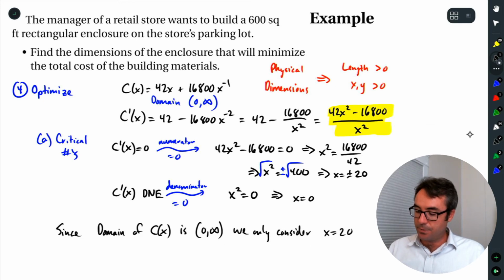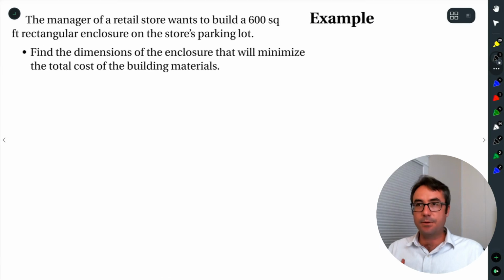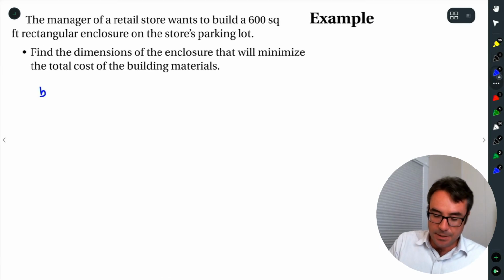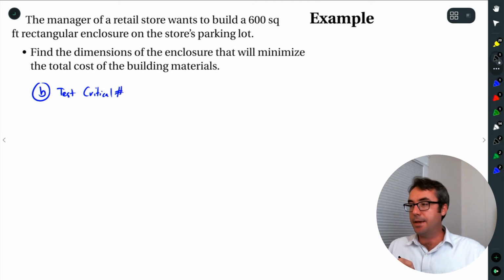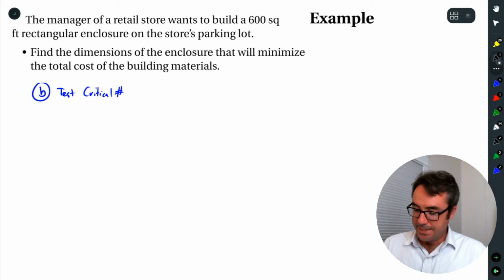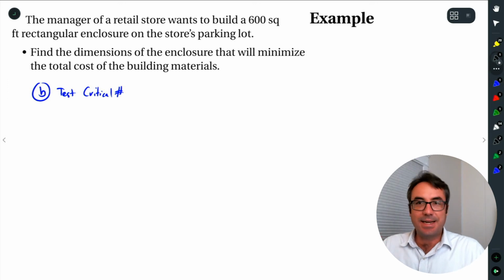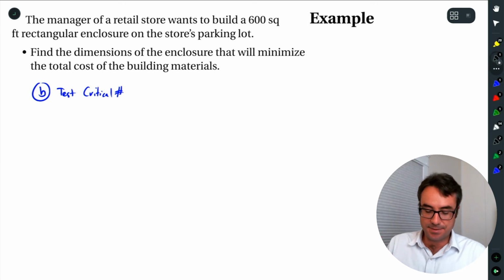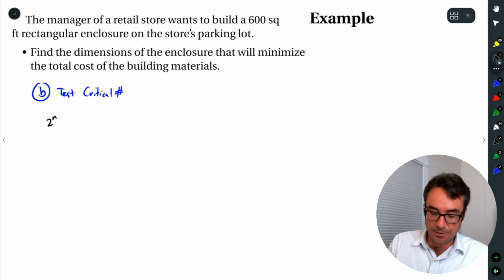So now we want to go through and test that critical number. That's the second part of this: we want to test our critical number to figure out if we have a max or a min. For our tests, a lot of times the second derivative test is the quickest. So that's what we're going to do here. We're going to do our second derivative test.